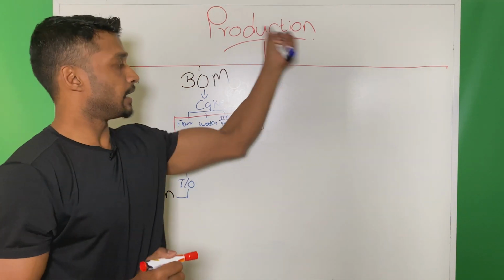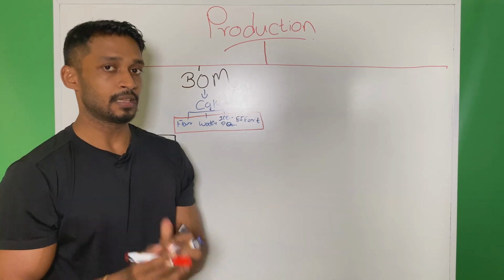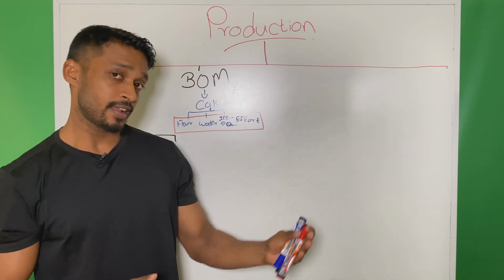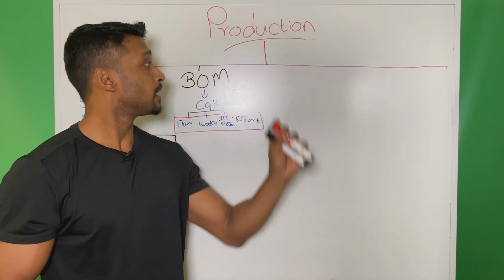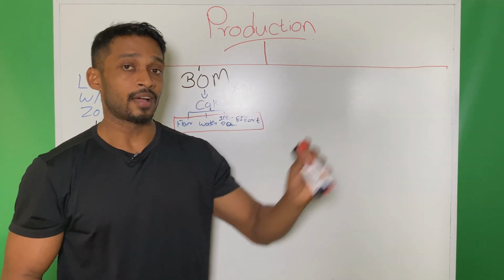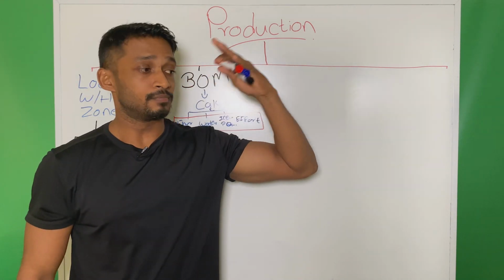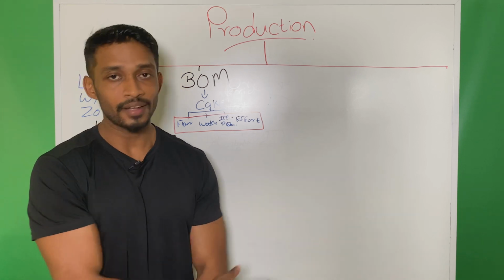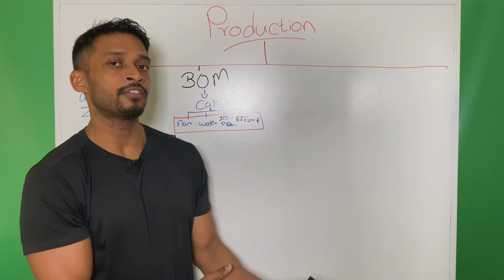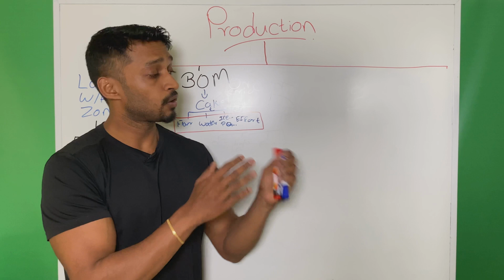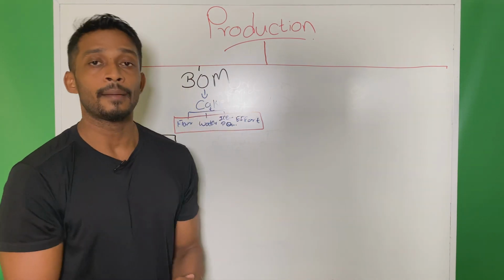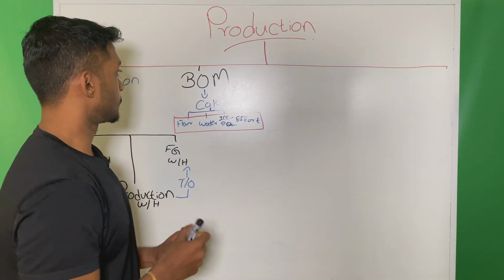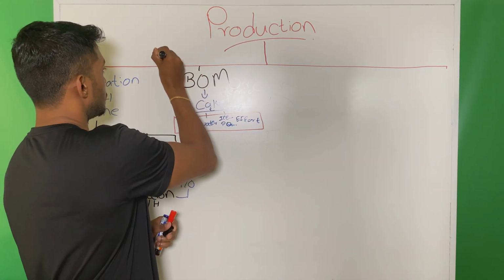So before starting the production process, we must identify the BOM related to the relevant product. If we are going to manufacture a car or an aeroplane, helicopter, jet, whatever, first of all we have to identify what items we are going to use in this production process. So it is a very important factor.